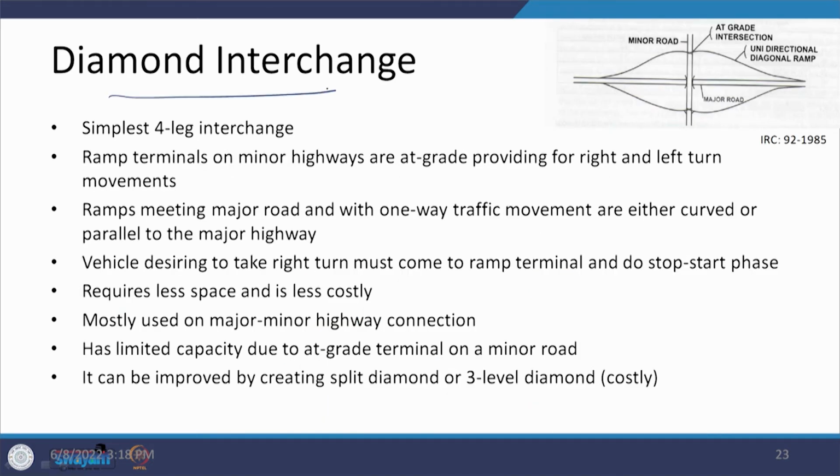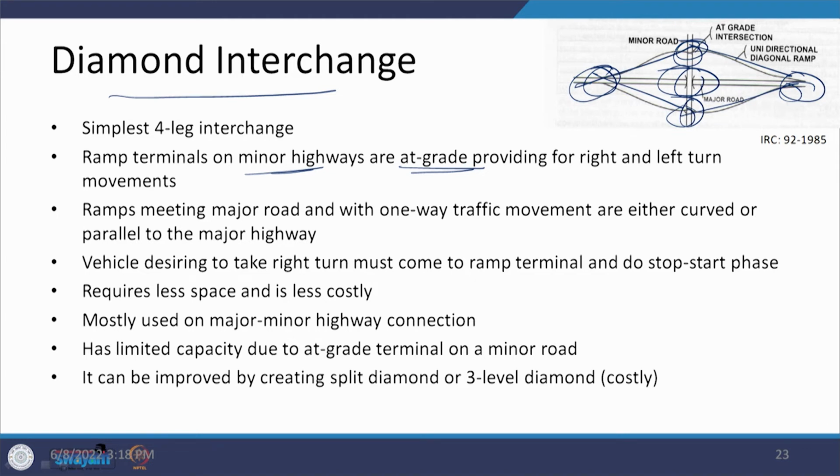Another type of design is a diamond interchange. This diamond interchange is basically a 4-legged condition, and in this 4-legged condition what you can see is that there are at grade connectivities as well as connectivities where you are going to have some grade separation. So, grade separation is there, and the at grade condition is there here and here. So, 4 such conditions are going to be there, but because of this shape it is defined as the diamond interchange. Now, here the ramp terminals on the minor highways are at grade and they provide for right and left turning movements.